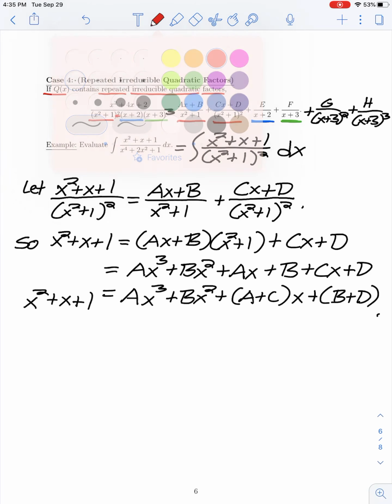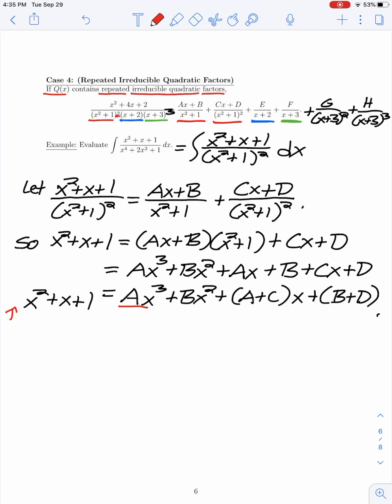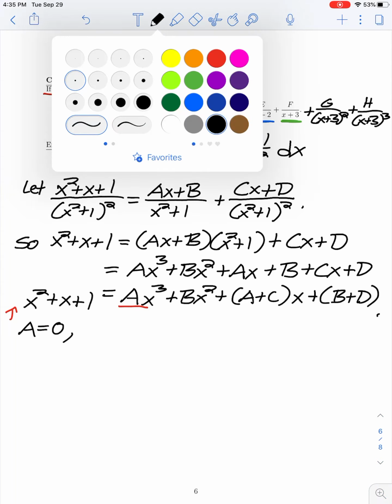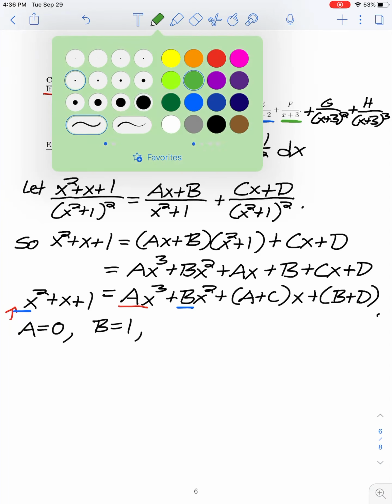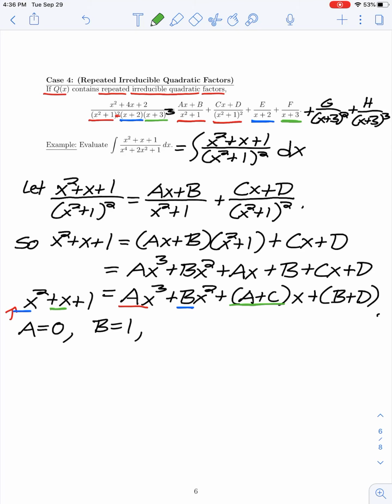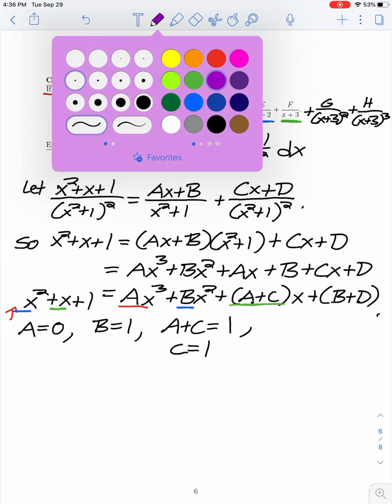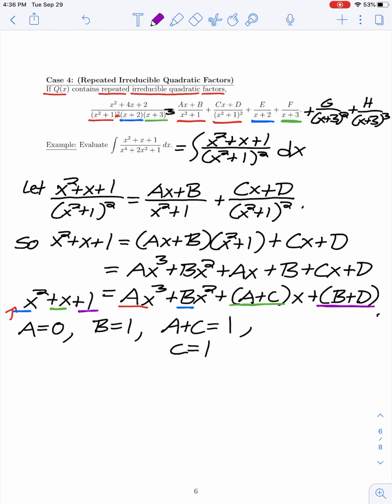So equating the coefficients, well, the coefficient for x cubed, which was a, must be equal to 0, since there was no x cubed on the left-hand side. Equating the x squared coefficients, we have b would have to equal 1. So a and b we have right away. Then looking at the coefficient of x, we would have a plus c has to equal 1. And since we already knew that a was 0, that means right away that c has to be 1. And equating the constant coefficients, b plus d has to equal 1. And since b was already known to be 1, it follows that d must be 0. So we've got our values right away.